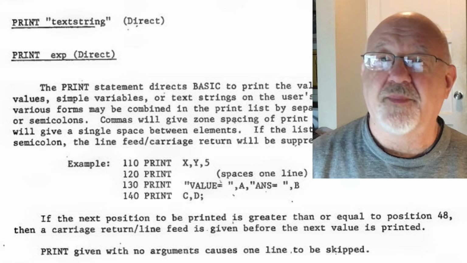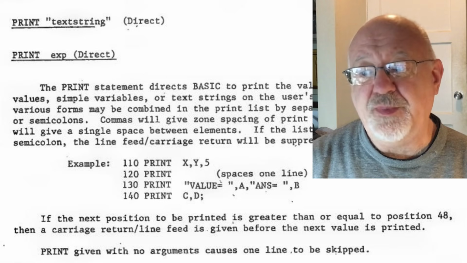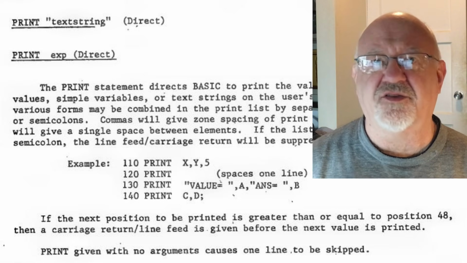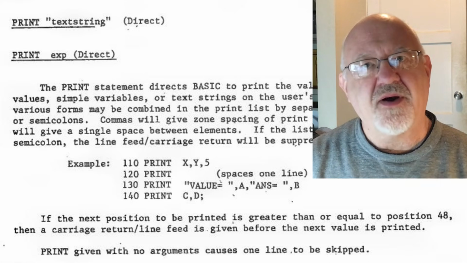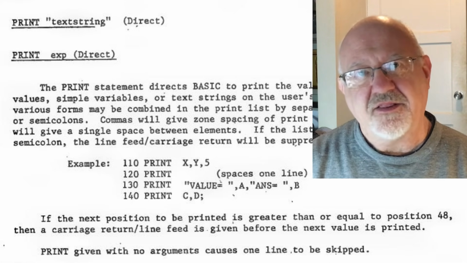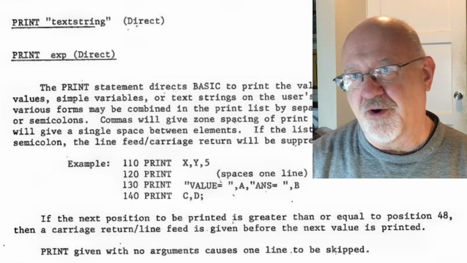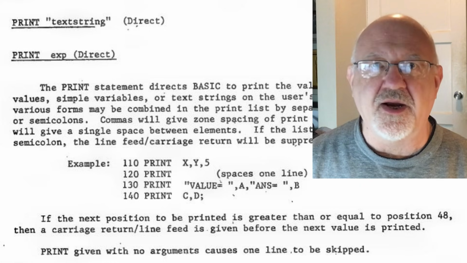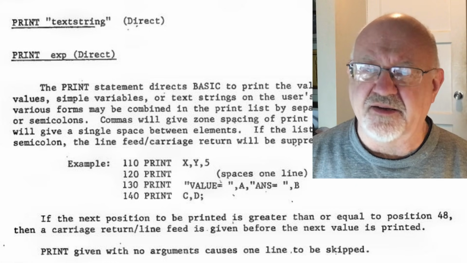Well, that's fine, but that also applies to text strings. If there is a space, say your text string is 60 odd characters long, and there's a space somewhere after the 48th position on the screen, it will print a carriage return and a line feed before it prints out the rest of your string. That's not very good. We need to fix that.